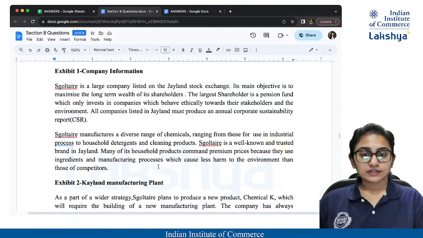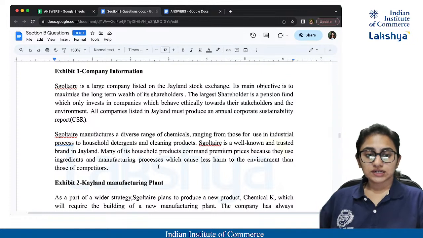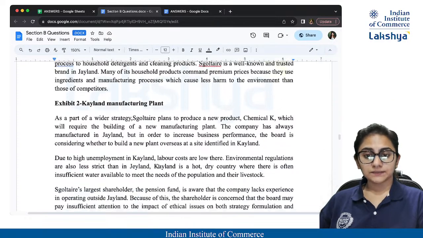Geoltex manufactures a diverse range of chemicals, ranging from those for use in industrial processes to household detergents and cleaning products. As Geoltex is a well-known and trusted brand in J-Land, many of its household products command premium prices because they use ingredients and manufacturing processes which cause less harm to the environment than those of competitors.